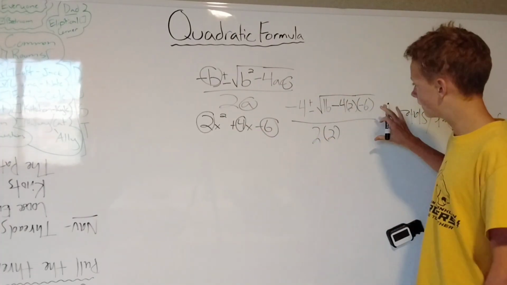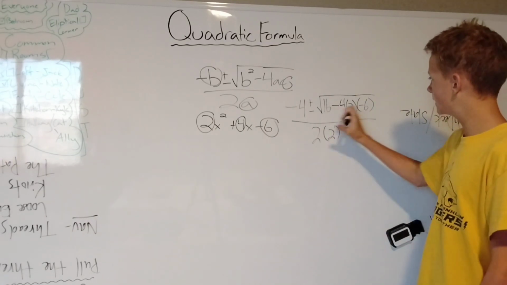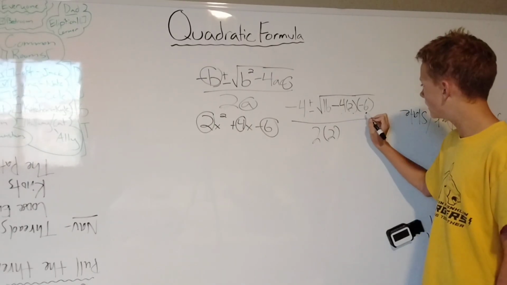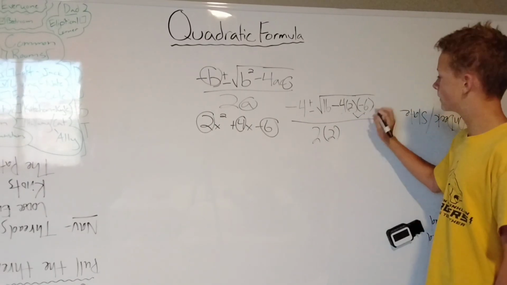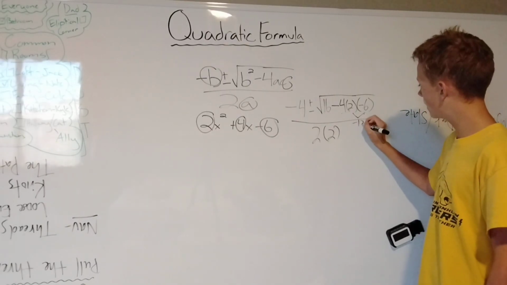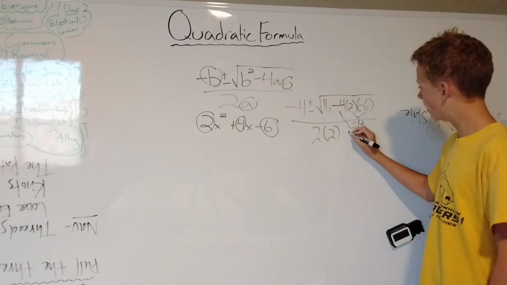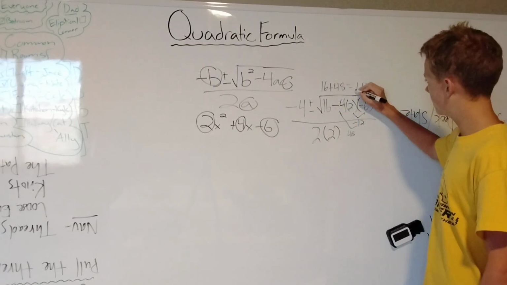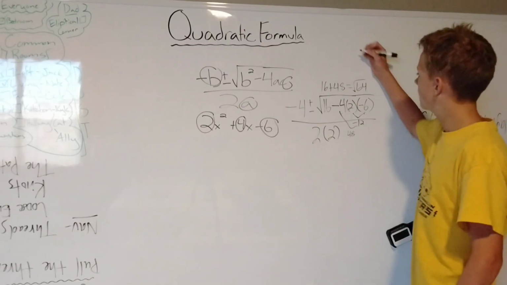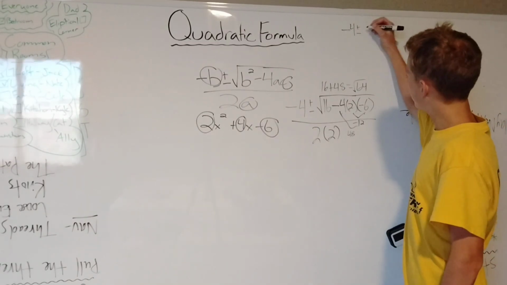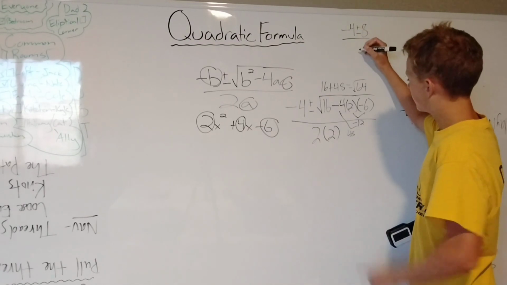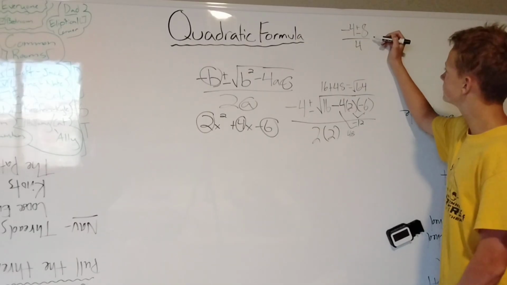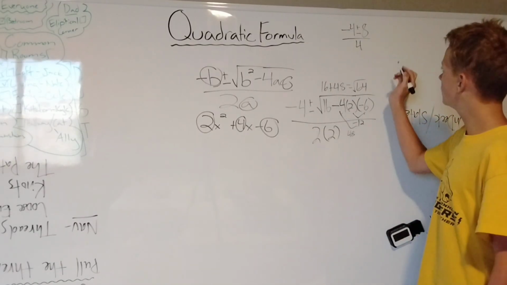When we plug this stuff in, first you're going to start with inside of the radical. So you're going to multiply the negative 4, the 2, and the negative 6. So negative 2 times negative 6 is negative 12, times negative 4 equals positive 48. So we get 16 plus 48 equals 64. So the square root of 64 is going to be 8. So we get negative 4 plus or minus 8 over 2 times 2 is 4. So this is what we have now. This is more simplified.